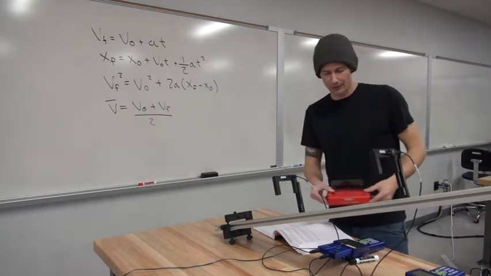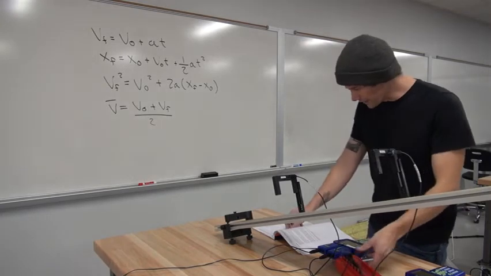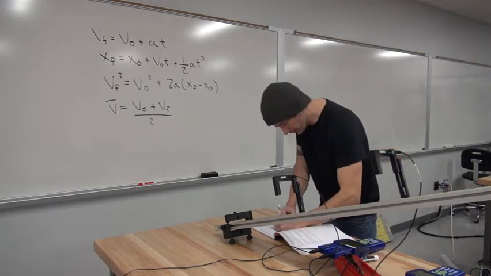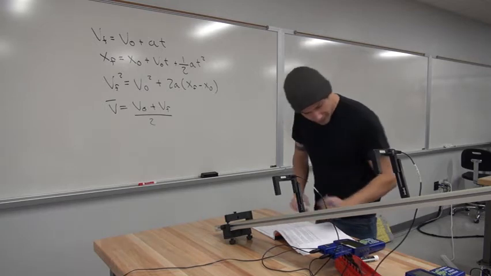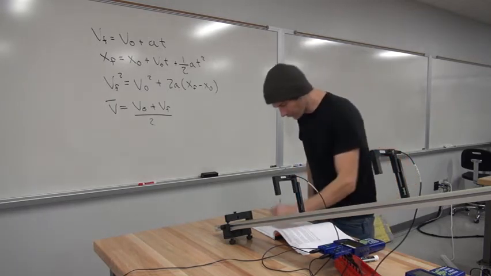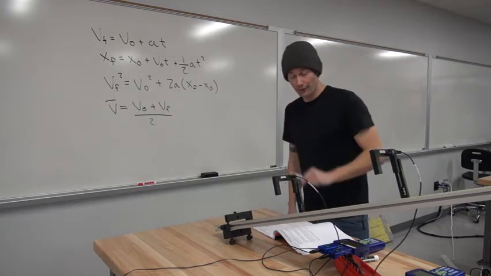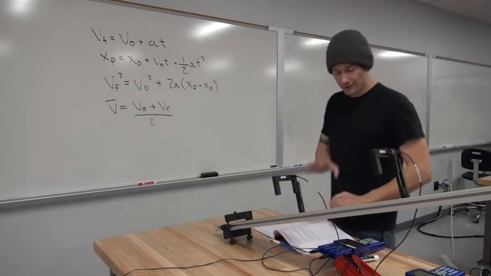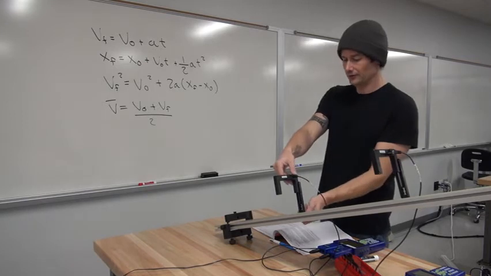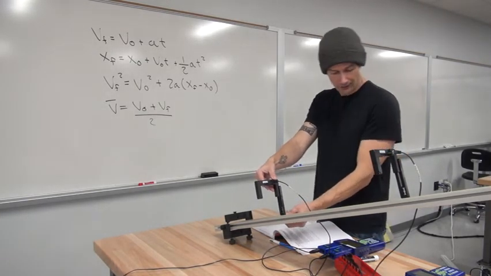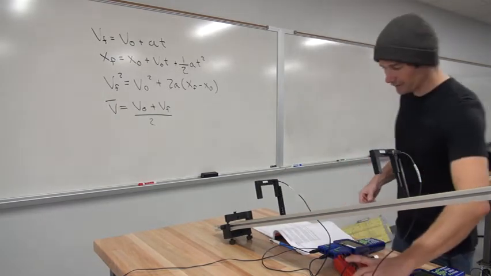1.14, 1.94. Our average initial velocity for that run, 1.12. And finally, we got 1.93 meters per second for that final average velocity. So we need to do 50 centimeters separated from each other. All right, here we go. 50 centimeters.